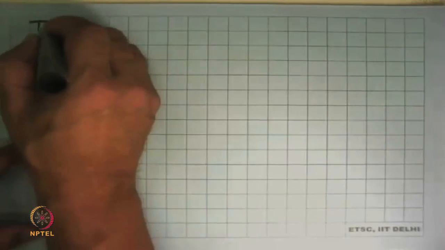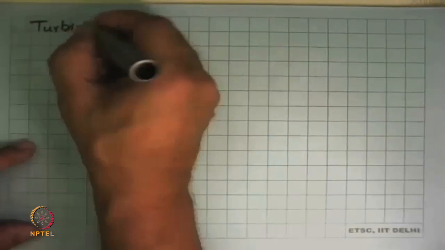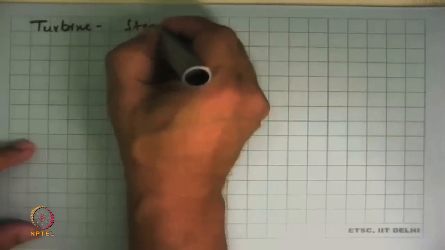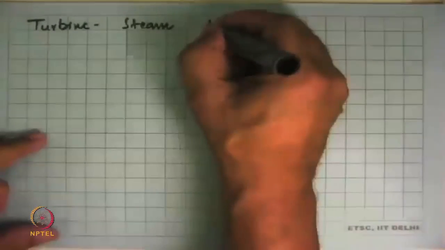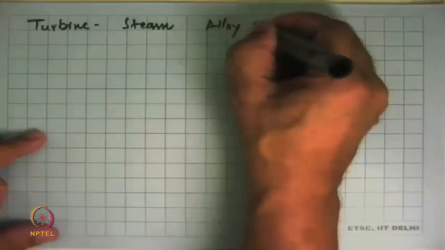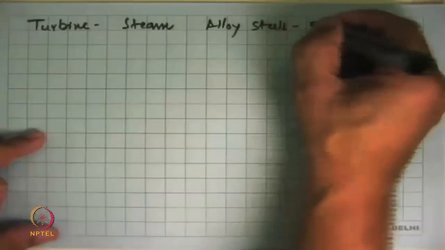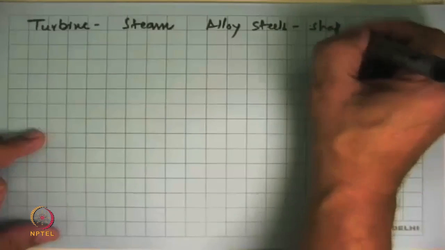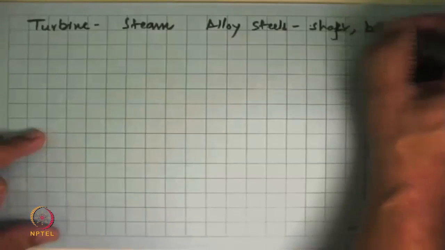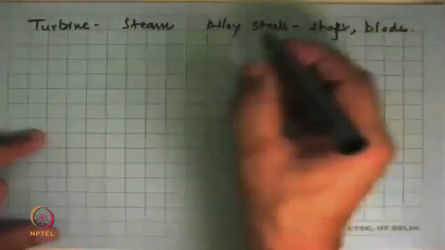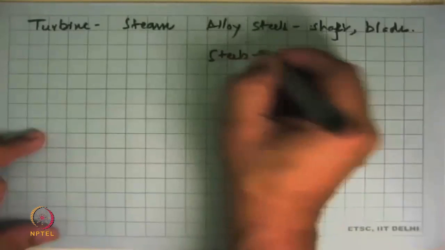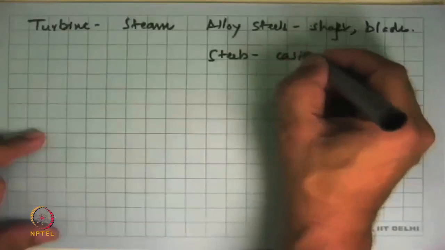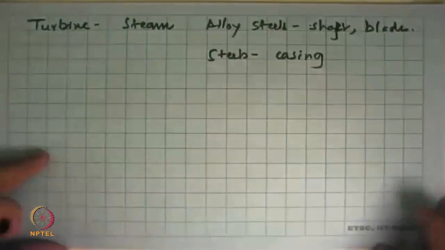We come to the turbine now. First, you have the steam turbine, and these are alloy steels. Alloy steels for the shaft and the rotating parts, the shaft, blades, and rotating parts, and different types of steels for the casing, the stationary parts.